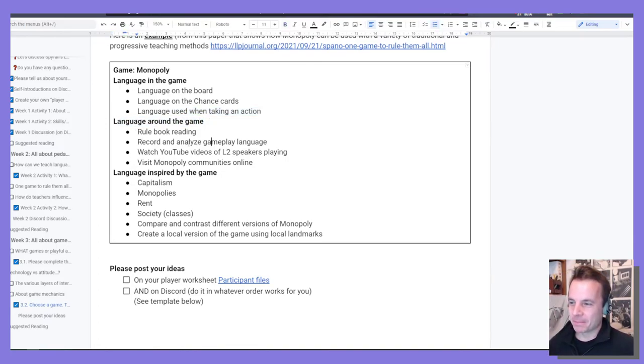Language around the game: rulebook reading, record and analyze gameplay. So what are students saying while they interact with the game? Watch YouTube videos and visit Monopoly communities online. And finally, language inspired by the game.